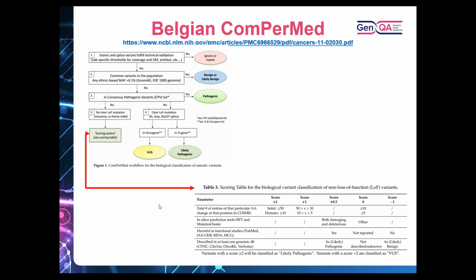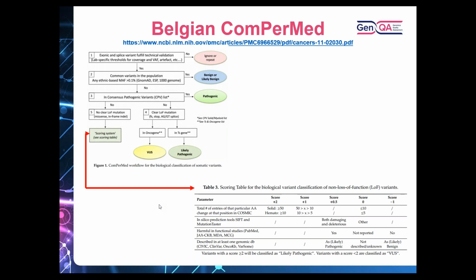So if it's not a clear loss of function mutation variant, it's missense or in-frame deletion, it then goes through to the scoring system, the scoring table. The scoring table consists of 4 parameters, which you can see under the parameters column heading. The 4 parameters for which a score between -1 and +2 can be obtained. So the total score will define the class of each variant, with a total score of greater than 2 resulting in a likely pathogenic classification, and a score of less than 2 in a variant of unknown significance.